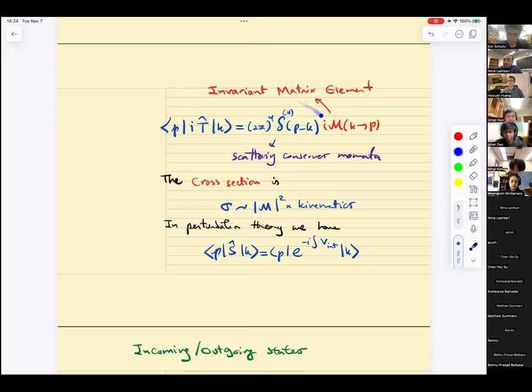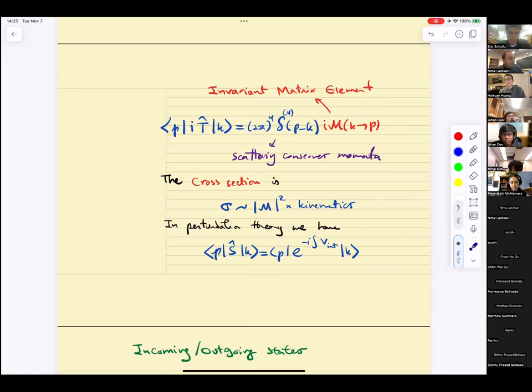So you could always take this out and talk about iM, k to p. This is called the invariant matrix element. In most calculations of quantum field theory, this is what we work with. But hopefully now you know what the logic is, right? Because we use the basic principles, Lorentz invariance and translation invariance, to abstract out this piece. The rest is fixed, right? So this is the piece that's called the invariant matrix element, and we're going to compute it.